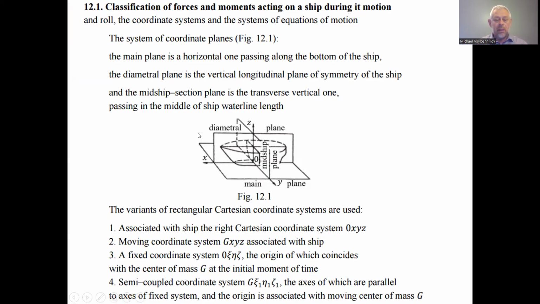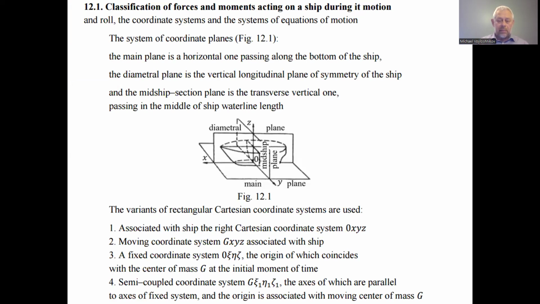First, the main plane. The main plane is the horizontal one passing on the bottom of the ship. The diametral plane is a vertical, longitudinal plane, the plane of the symmetry of the ship sides. This is usual if we assume the ship symmetric. And the midship plane, the transverse vertical plane passing through the middle of the ship's waterline length. This is the usual location of the planes.